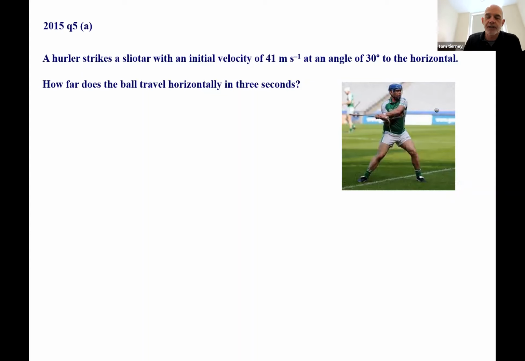So a hurler strikes the sliotar with an initial velocity of 41 meters per second at an angle of 30 degrees to the horizontal. How far does the ball travel horizontally in 3 seconds? So in other words, like along the pitch, how far would it travel if you had to try to run underneath it to catch it? So it is always triangles.